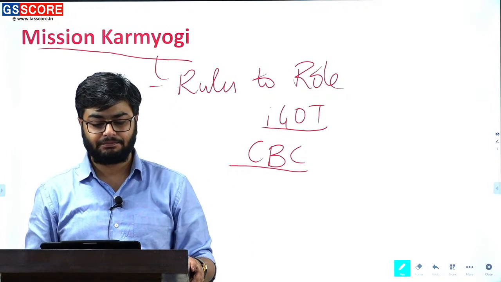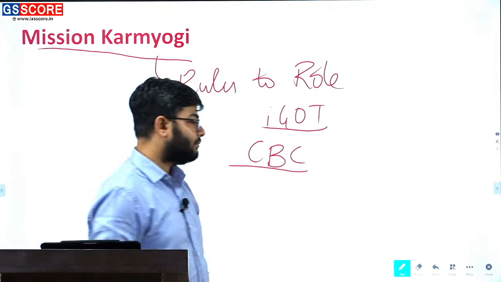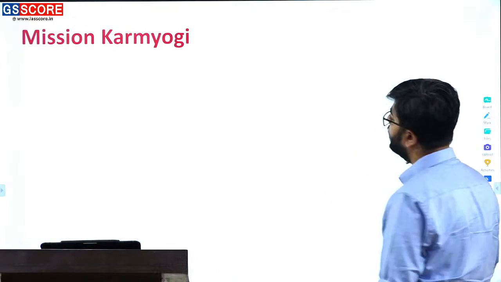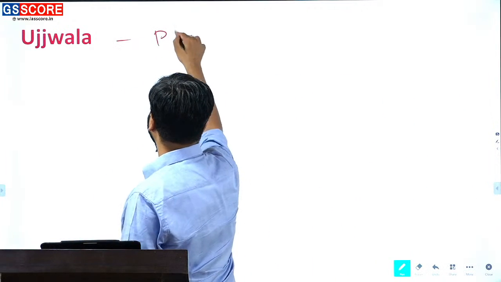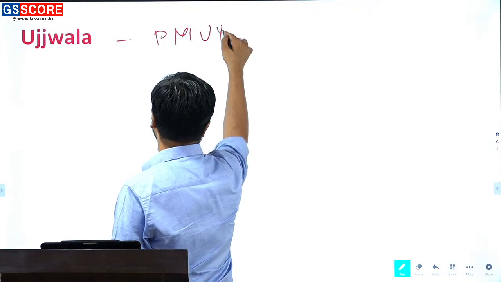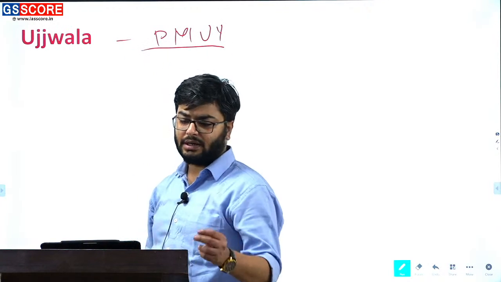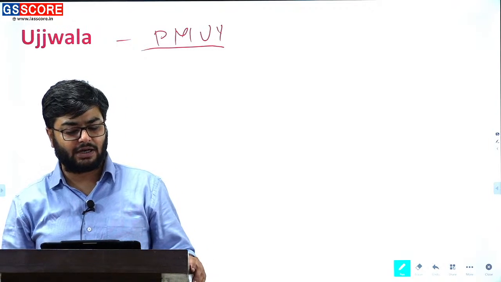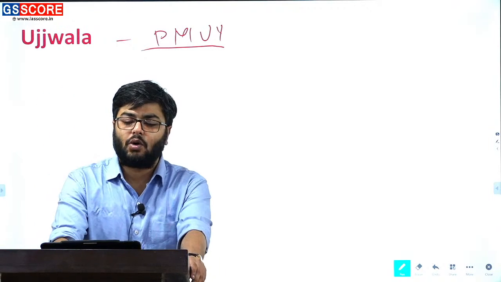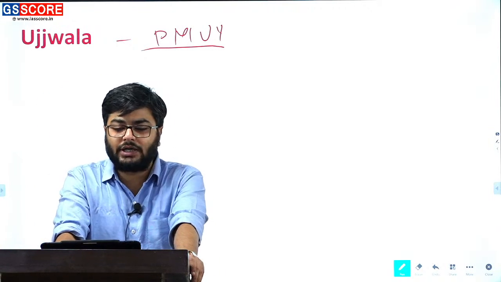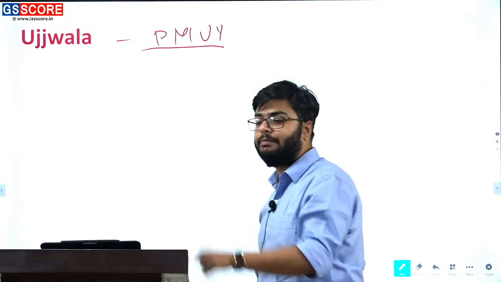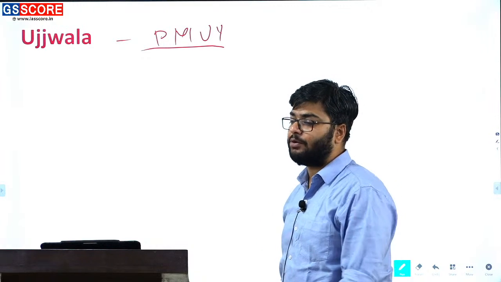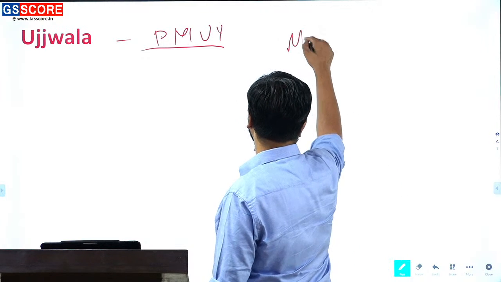Next, another very important scheme, Ujjwala, that is Pradhan Mantri Ujjwala Yojana. You know, LPG and all that, fairly old scheme, right? Ujjwala 2.0 was launched in 2021. The ministry is not rural development, the ministry is Ministry of Petroleum and Natural Gas.